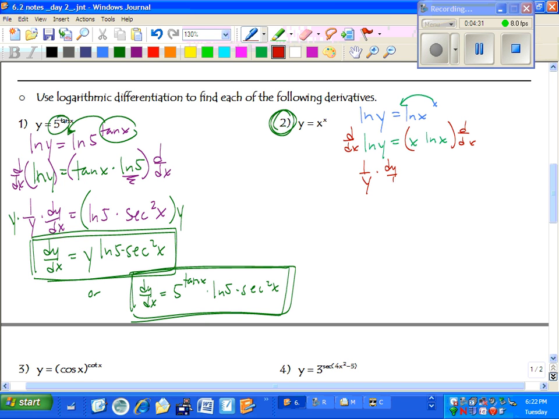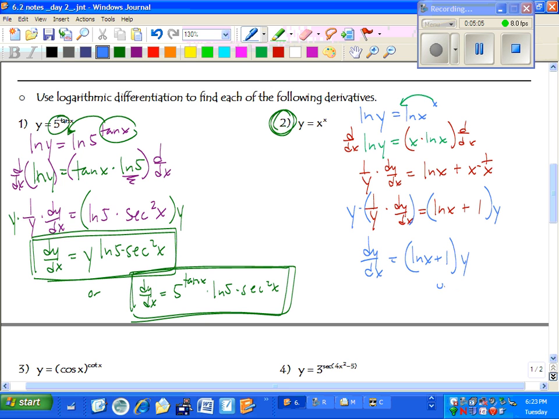1 over y times dy dx. And we do need to use product rule over here, so derivative of x is just 1 times natural log of x, plus x times derivative of natural log of x, which is 1 over x. So that simplifies to natural log of x plus 1. And we need to go ahead and multiply both sides by y. So dy dx equals natural log of x plus 1 times y, or natural log of x plus 1 times x to the x power.